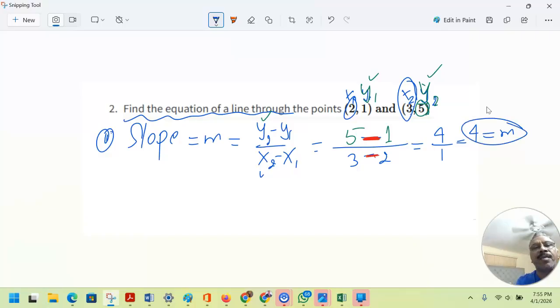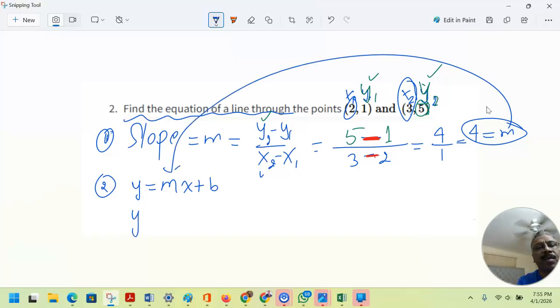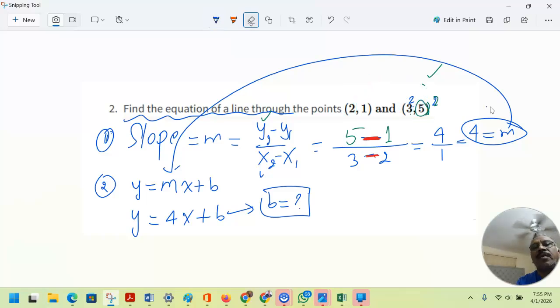The next step, step 2, is the formula: y is mx plus b, right? Now that you already know the slope, it goes right here. y is 4x plus b. So our next goal is to figure out how we find b. The question mark, right? To find b, you use one of these points. You have 2 points here. I'm going to use the easy one, and the easy one will be 2 and 1.